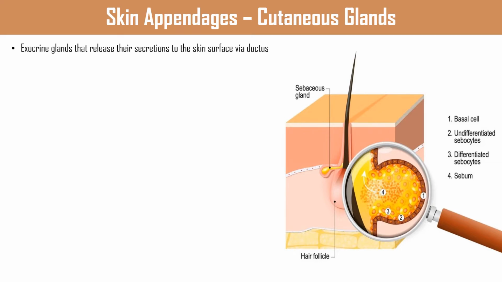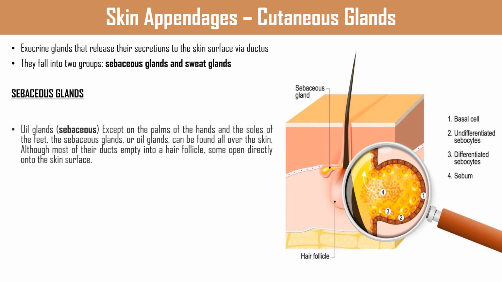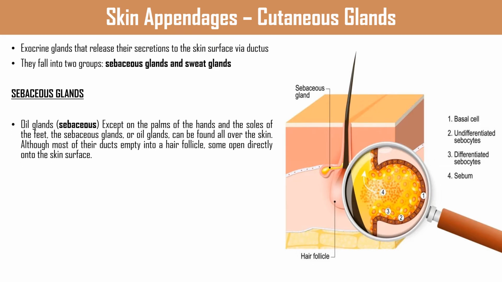Starting with the cutaneous glands. Cutaneous glands are all exocrine glands that release their secretion to the skin surface via ducts. They fall into two groups, sebaceous glands and sweat glands. Starting with sebaceous glands. Sebaceous glands are also known as oil glands. They are found all over the body except for the palms of the hands and soles of the feet. Almost most of their ducts empty into a hair follicle. Some open directly onto the skin surface.